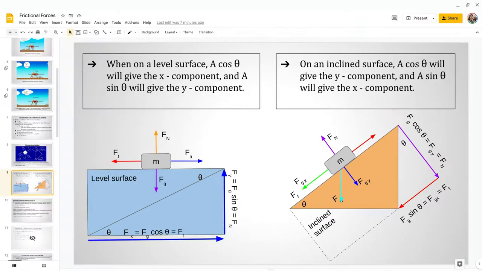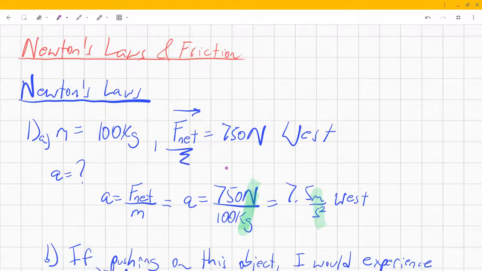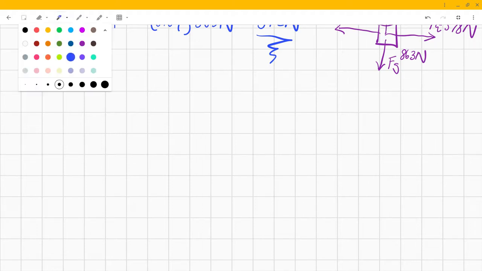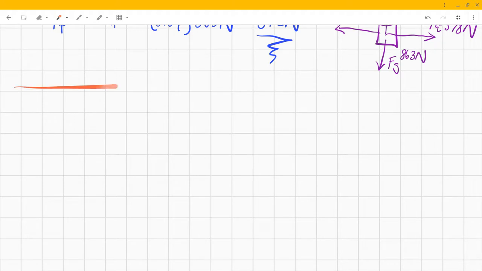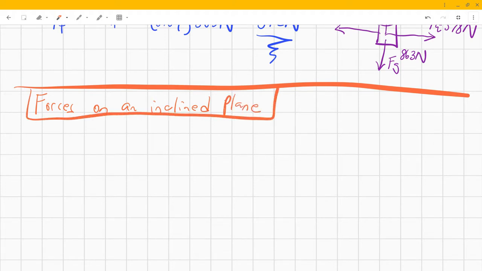So why don't we do a question with an object on an incline and solve for the forces, and then hopefully it makes more sense. Let me use a different color this time. This is going to be a recap of forces on an inclined plane or surface. A plane just means a flat surface.